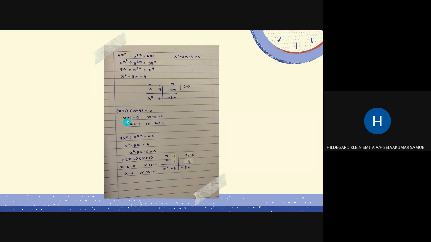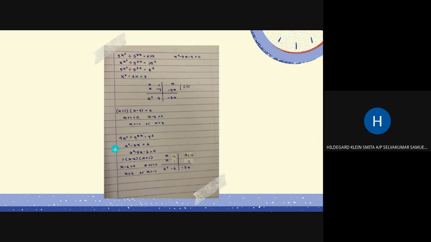that are suitable to be placed into this question as the value of x. As you can see here, x plus 1 equals 0. Then my answer is x equals negative 1. Or x minus 4 equals 0, and my answer over here is x equals 4. So both of these answers satisfy this equation.